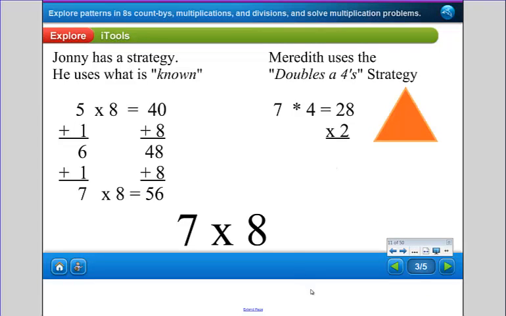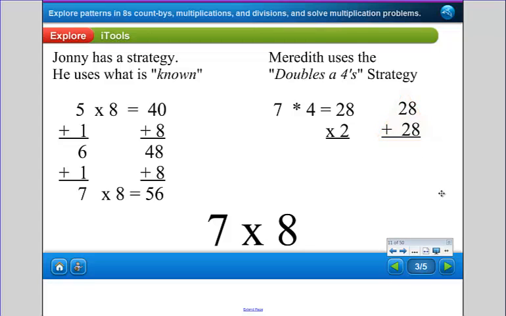Now, Meredith, she used a different method, a different strategy to try and get to the same number. She had to get to 7 times 8 also, but she knew what her 4s were, and she used a strategy known as doubles, a 4s strategy. So she knew 7 times 4 equals 28. So go ahead, 28 times 2 equals... Oh, you don't know your 28 times tables? Neither does Mr. Fisher. So, you know what Mr. Fisher did? He suggested to Meredith that she add the 2 together. 28 plus 28, and guess what her answer was?